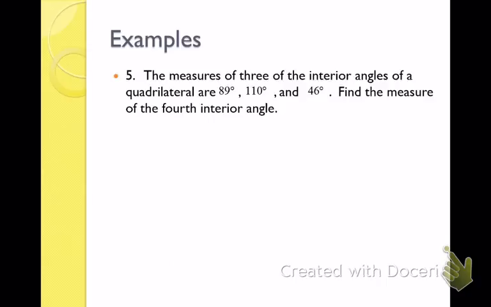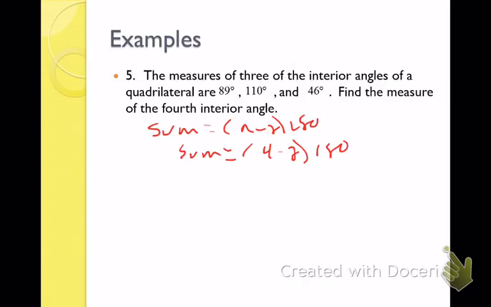All right. Got another type of problem here for you. Another way we can use these interior angle sums. The measures of 3 of the interior angles of a quadrilateral are 89, 110, and 46. Can we find the fourth? Well, if we know what all 4 of them have to add up to, then we can find the fourth. So, if we don't remember that it's 360, we can always do our formula. The sum is going to be equal to 4 minus 2 times 180, the 4 because the number of sides is 4. We get 2 times 180, or 360.